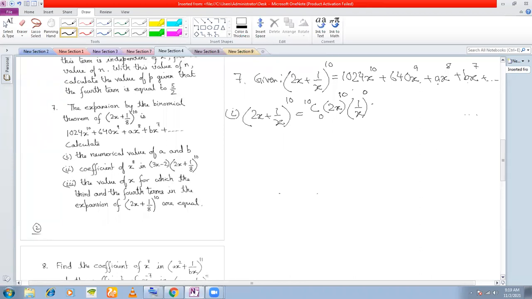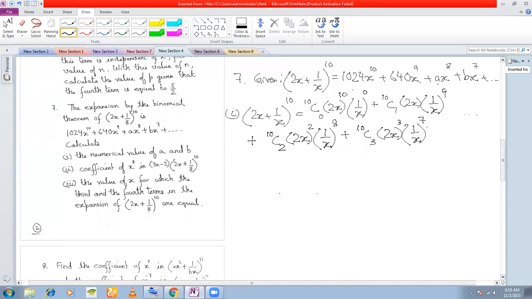Okay. Plus next term will be 10c1, 2x into 1 by x to the power of 9. This will give you a next term, 640x to the power of 9. And now we are going to get the next term, 10c2. You have 2x square into 1 by x to the power of 8 plus 10c3, 2x cube into 1 by x to the power of 7 and so on. Okay, so what are a and b?